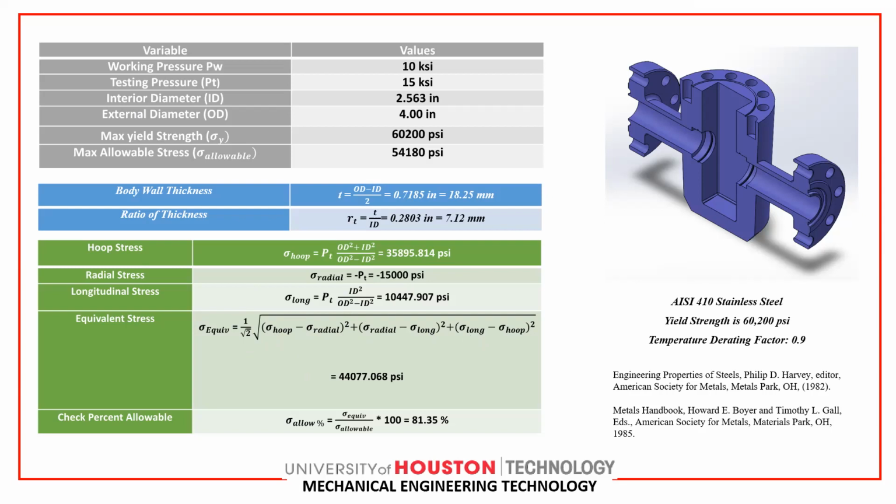What does it mean? It means our design is 100% correct, and our product is working properly, without any technical issue. In the mathematical engineering hand calculations, we also solved the percent allowable check, which is equal to the equivalent stress divided by the allowable stress times 100%, which is equal to 81.35%.